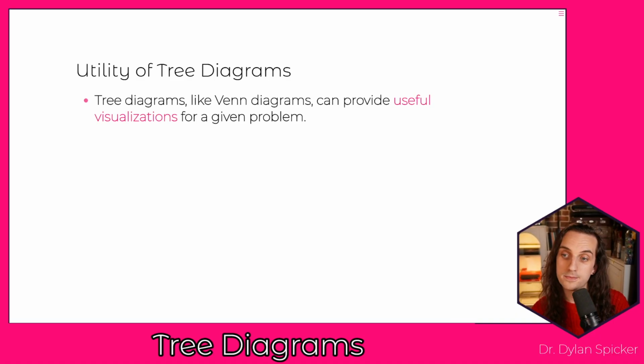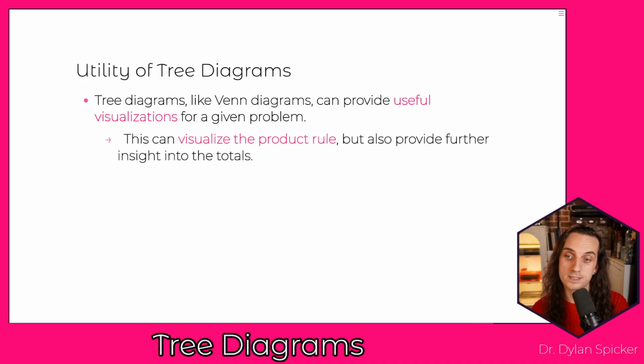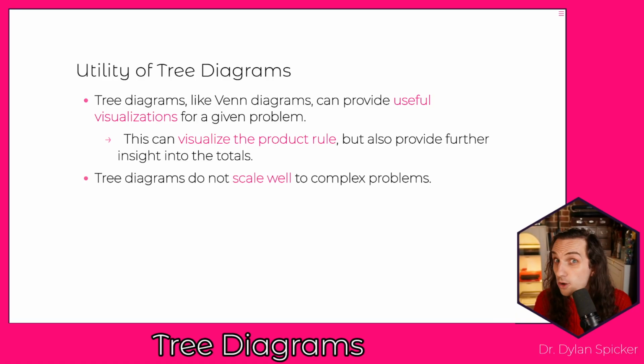Well, like Venn diagrams, they provide useful information on specific problems. They can be used for us to specifically visualize the product rule for counting, but they're also going to provide those further insights into the totals, right? It allows you to break down based on the subsets of criteria you care about. They don't scale well, though.